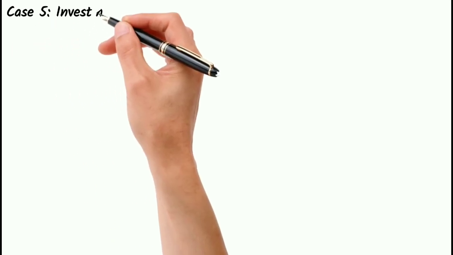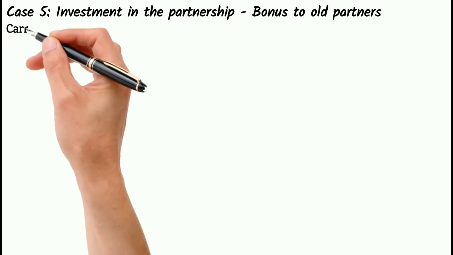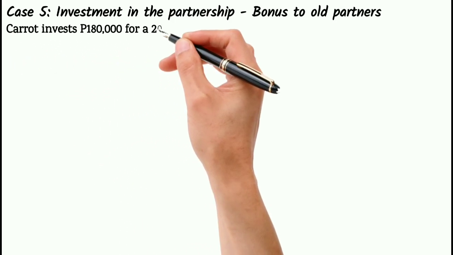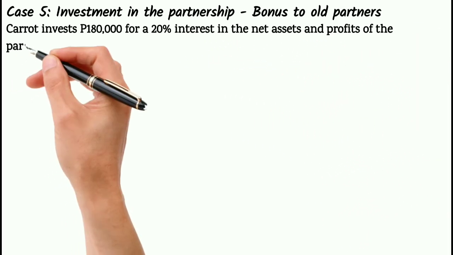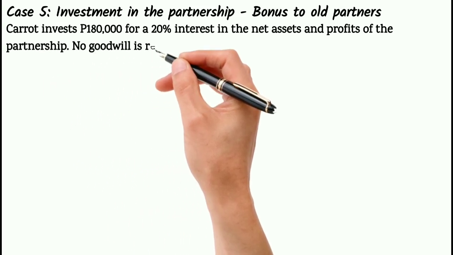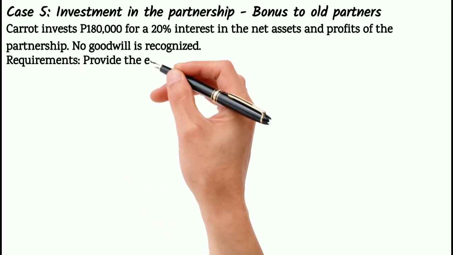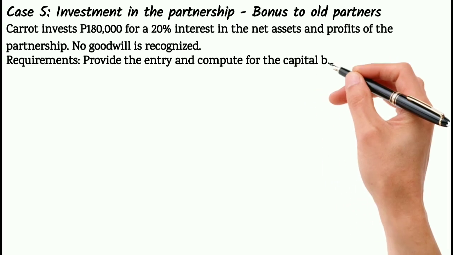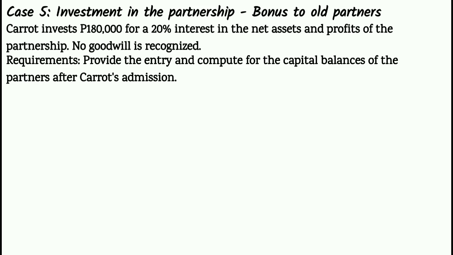Next, Case 5, Investment in the Partnership, Bonus to Old Partners. Carrot invests 180,000 pesos for a 20% interest in the net assets and profits of the partnership. No goodwill is recognized. In this case, the requirements are provide the entry and compute for the capital balances of the partners after Carrot's admission. Let's first compute for the bonus to the old partners. Ang old partners ay si Apple at Banana.